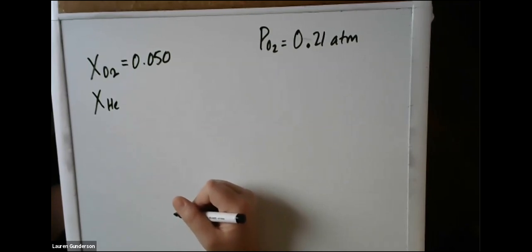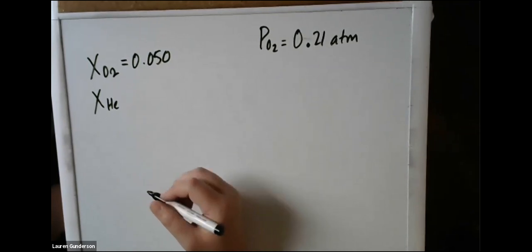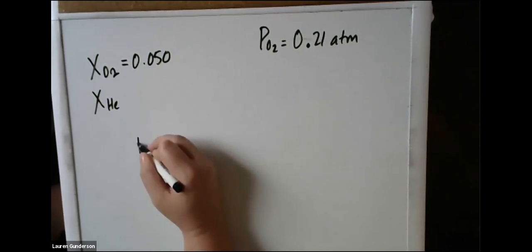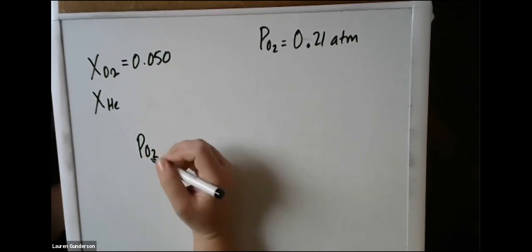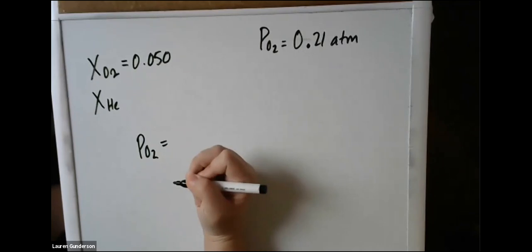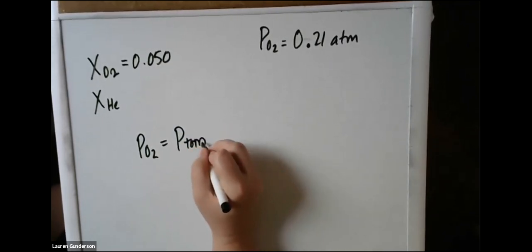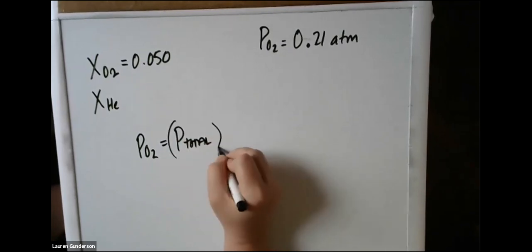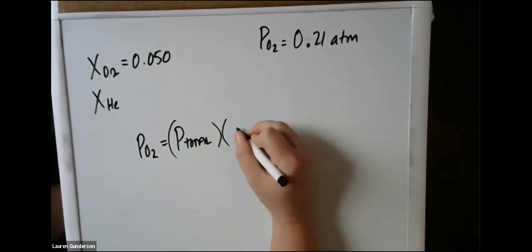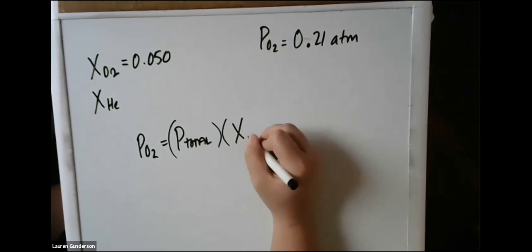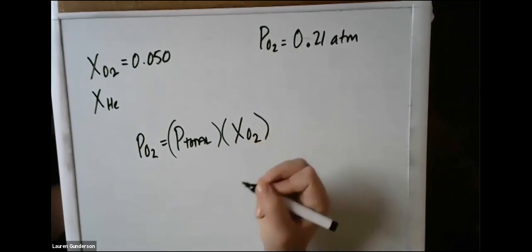So let's think back to the definition or the formula for finding partial pressure, the one that we just used. If we want to find the partial pressure for oxygen, we can take the total pressure and multiply that by the mole fraction.